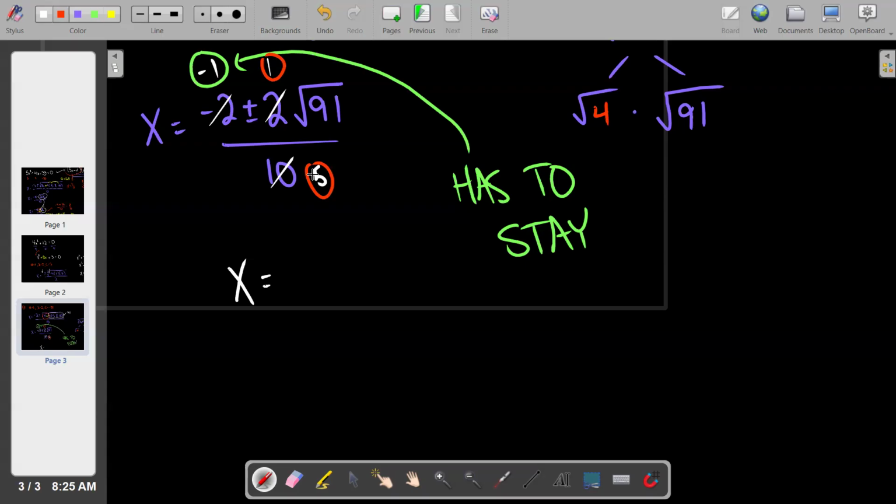But that 1 that I've circled up there in green is a very big placeholder. Whether it's a 1 or a -1, it cannot go anywhere. So the answer is what? -1 plus or minus root 91 over 5. Got it?